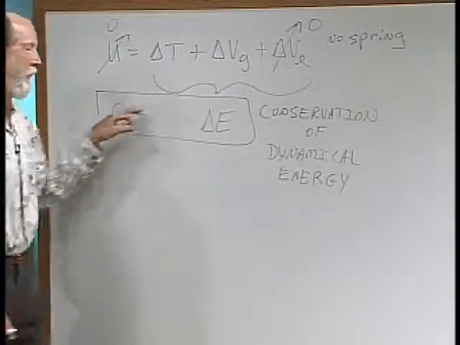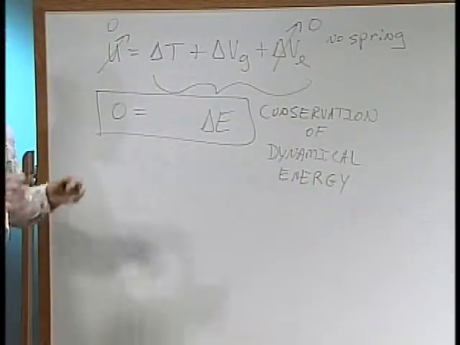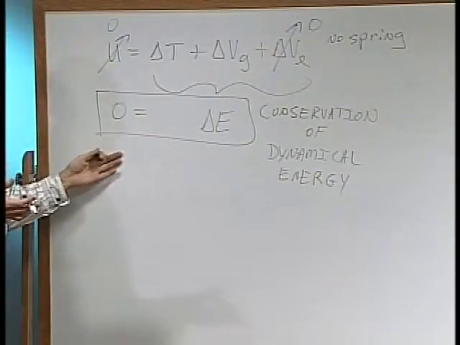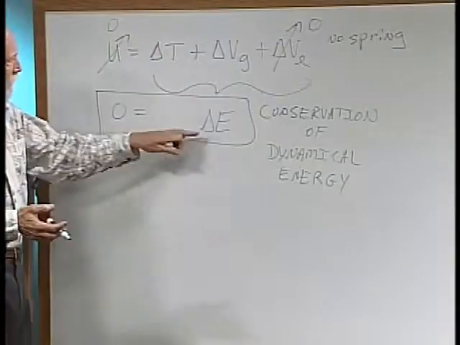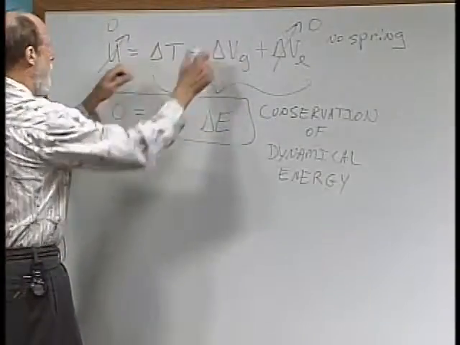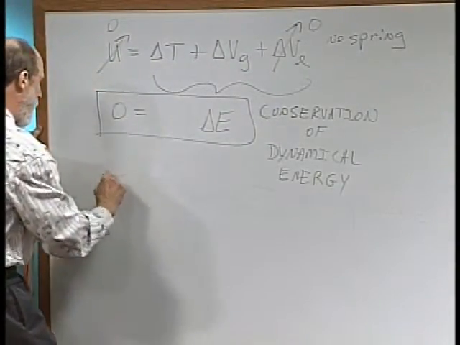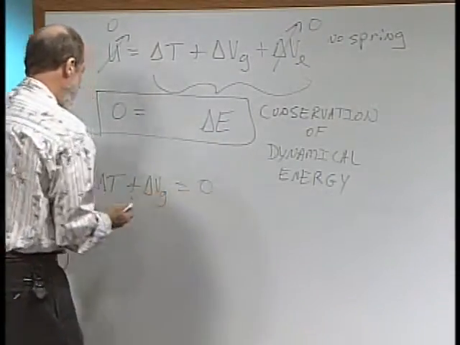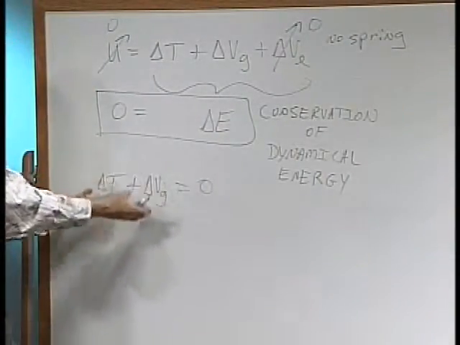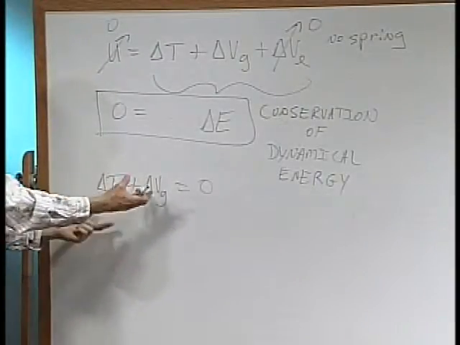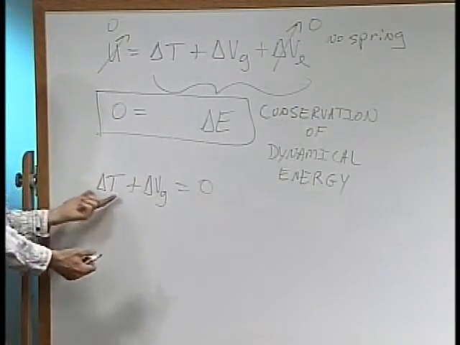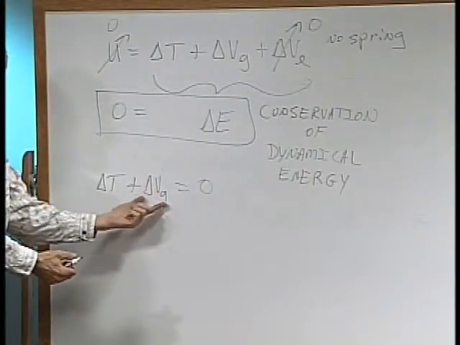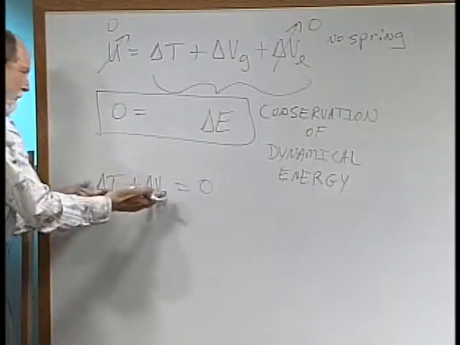So this is conservation of dynamical energy is what we have. So you can kind of look at a problem and decide if it meets this criteria. And then if it's true, then that means, look at what we have going on here. Delta T plus delta VG equals 0. It means there has to be a little balancing act going on here, which I've already talked about. If one of these increases, the other has to decrease, or vice versa, in such a way that the sum is 0.